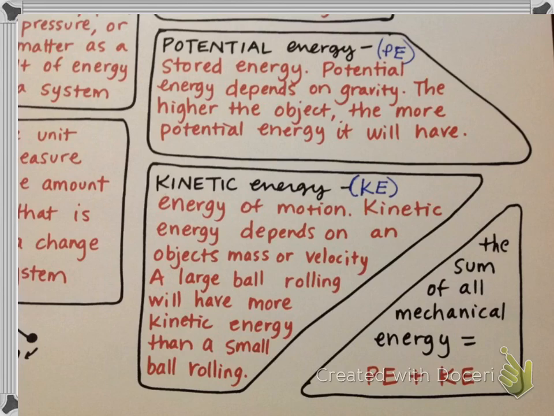Kinetic energy is the other form of energy that we'll be talking about, and it is the energy of motion. So anything moving shows kinetic energy. Kinetic energy depends on an object's mass or velocity. So it depends on mass or velocity. Mass is the amount of matter in something, and the velocity is oftentimes the direction and speed at which it is moving. So here's an example. A large ball rolling will have more kinetic energy than a small ball.